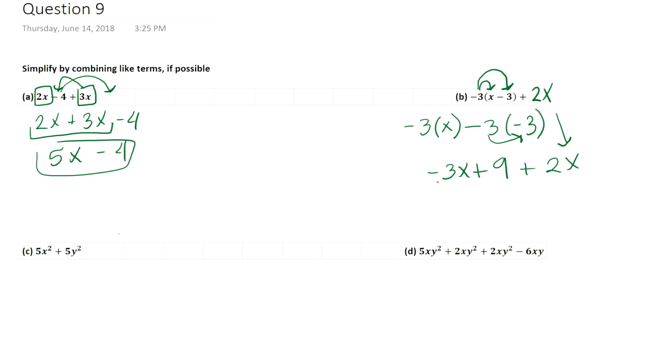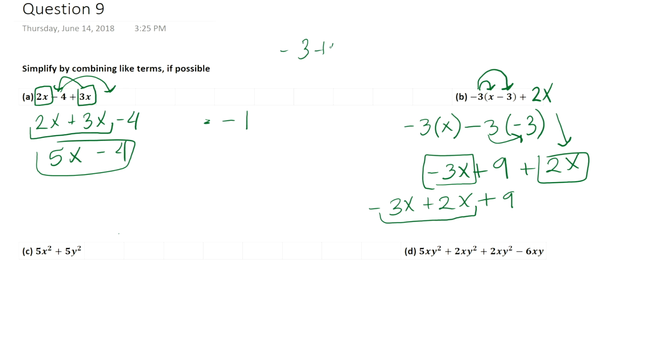And so now we have two like terms again. We have one here and we have one here. So we can rewrite this as negative 3x plus 2x plus 9. And so this becomes a little easier to see as well. So now I'll move over here so that we have a little more room. We get negative 1 because negative 3 plus 2 is equal to negative 1. Negative 1x plus 9. And that's our answer. But we can simplify this a little more by removing this 1. We don't have to have it there. So we can do negative x plus 9. And that's our answer for this question.